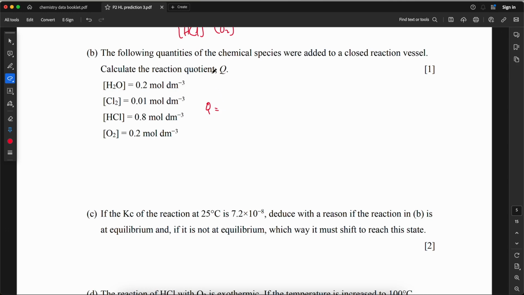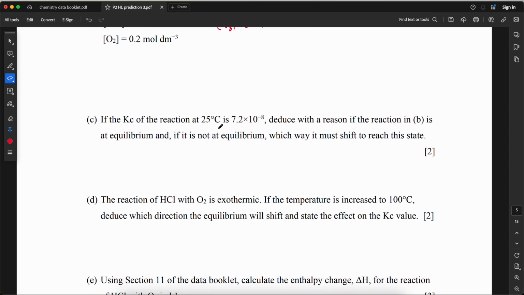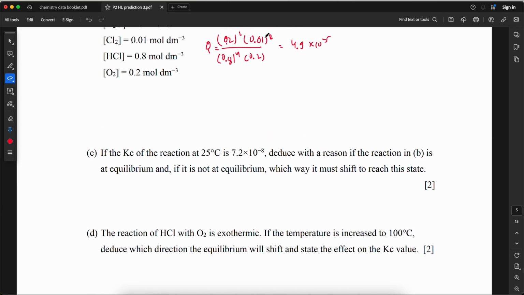So I will just plug in the numbers. It will be the same like this. So that would be 0.2 squared times 0.01 squared, and then 0.8 to the power 4 and 0.2. That would be 4.9 times 10 to the power negative 5. If the Kc of the reaction is 7.2 times 10 to the power negative 8, which is smaller than Q, deduce if the reaction in B is at equilibrium, and if it's not at equilibrium, which way it must shift to reach this state.